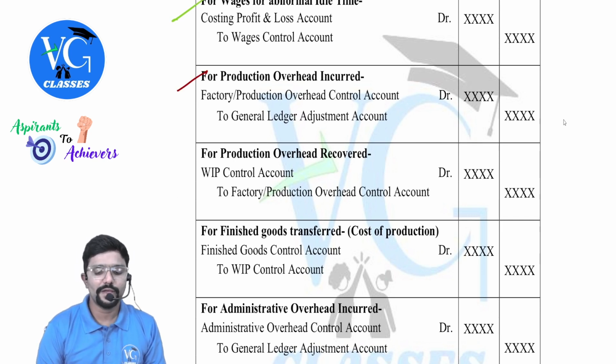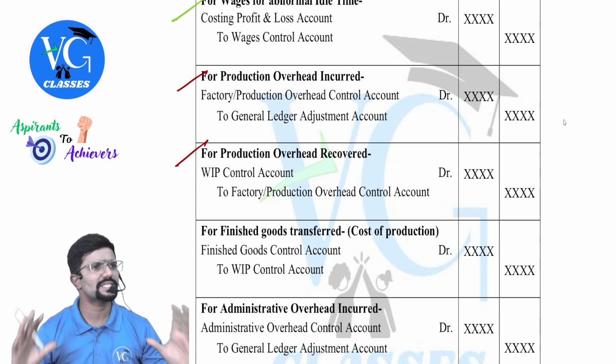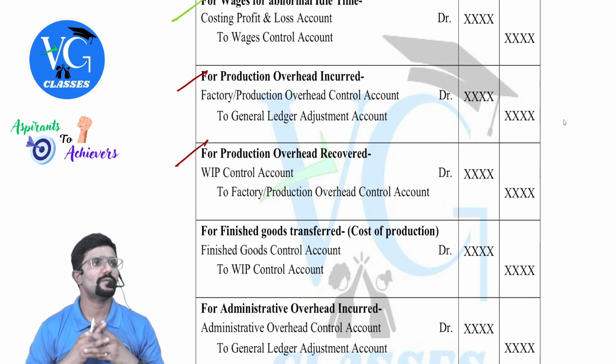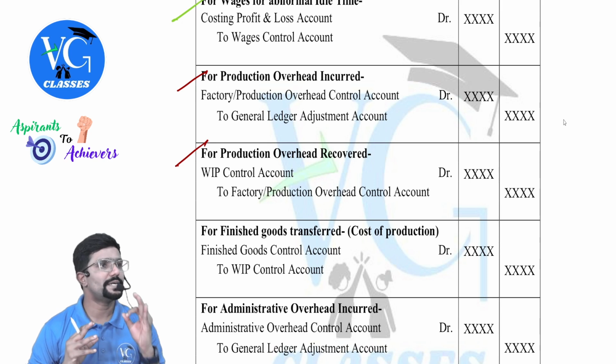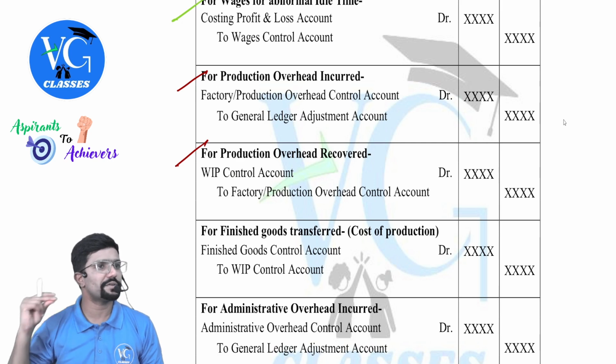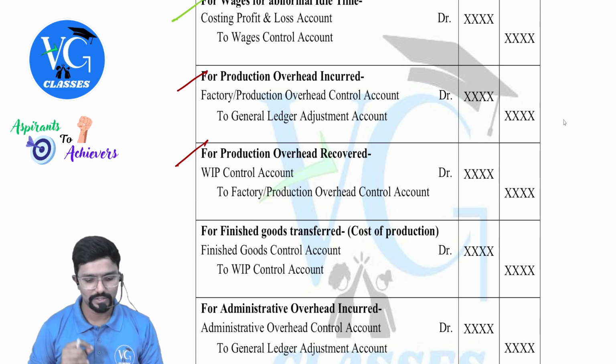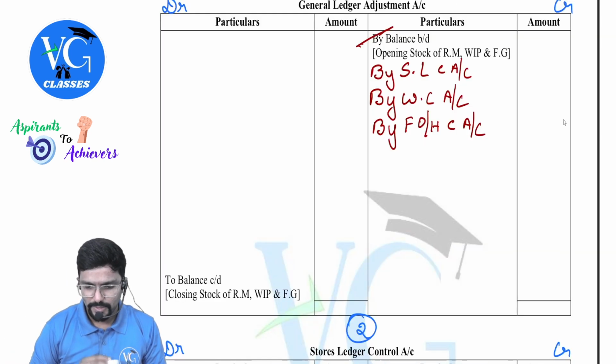Next, once we have incurred, we have to absorb or recover it. Yes, absorb, recovery, or charge. Everything is one and the same. Sir, whatever factory overhead we have incurred, we will absorb it through which account? WIP control account. Entry, please. WIP control, receiver. To, who is the giver? Factory overhead control account.